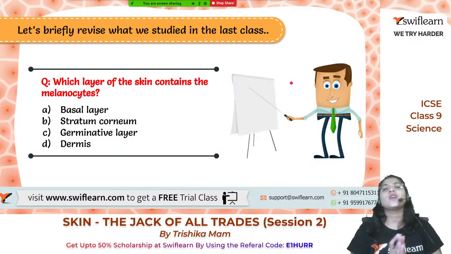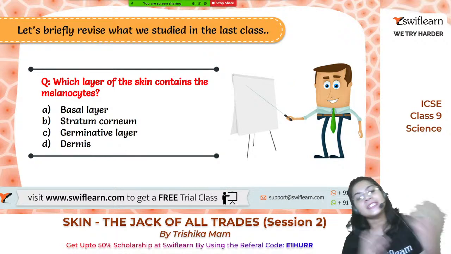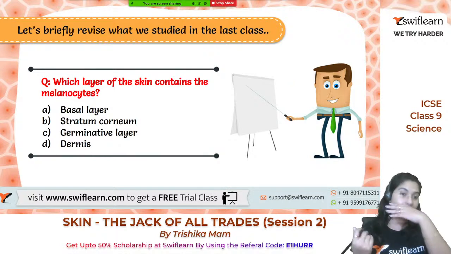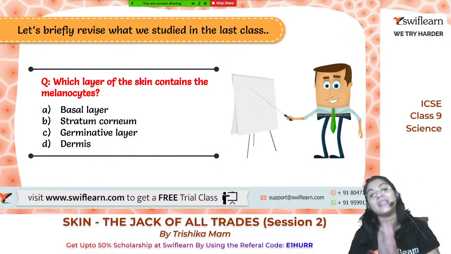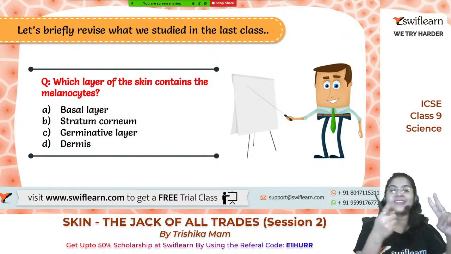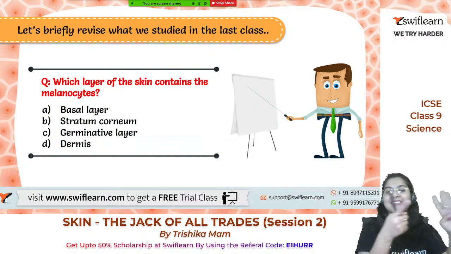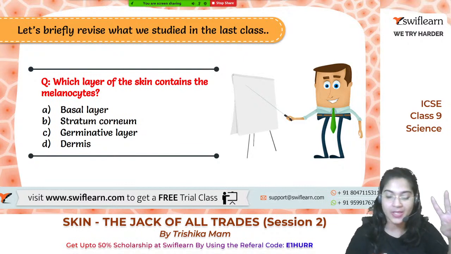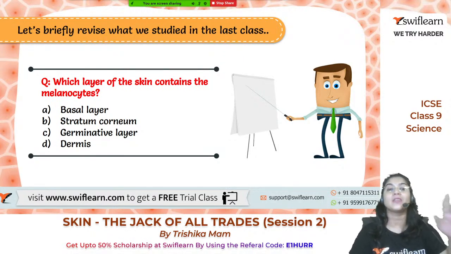Now, let us recall some of the things we have already studied in the previous session. My first question to you is: which layer of the skin contains the melanocyte? Four options are given over here. One is the basal layer, second is the stratum corneum, third is the germinative layer, and the fourth one is the dermis. What do you think? Which layer will have the melanocyte?